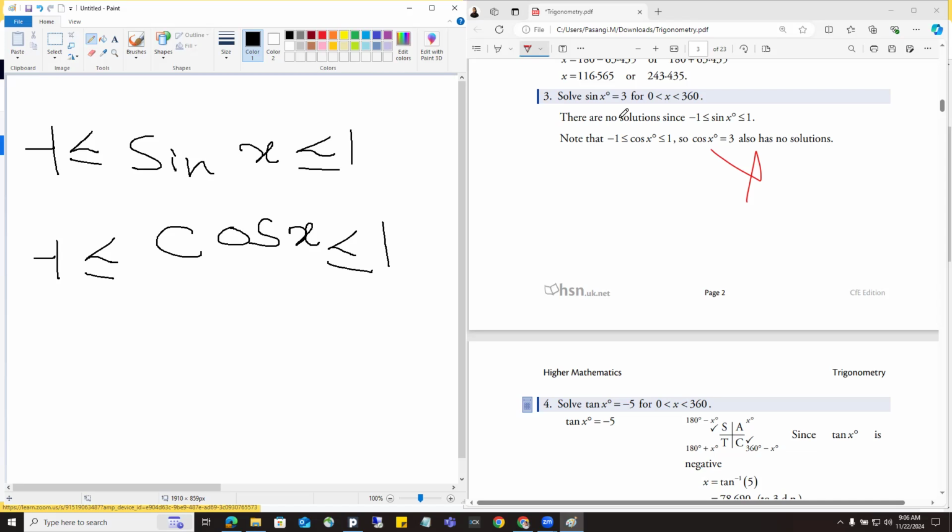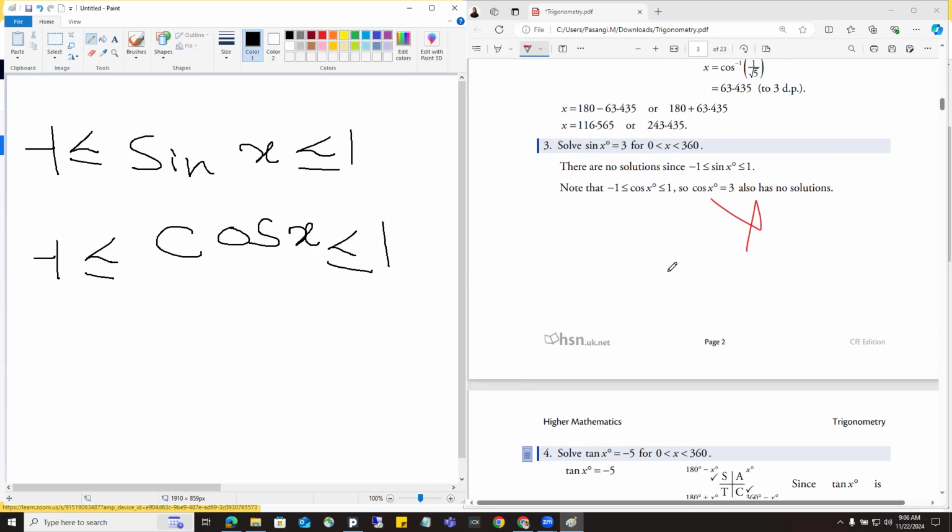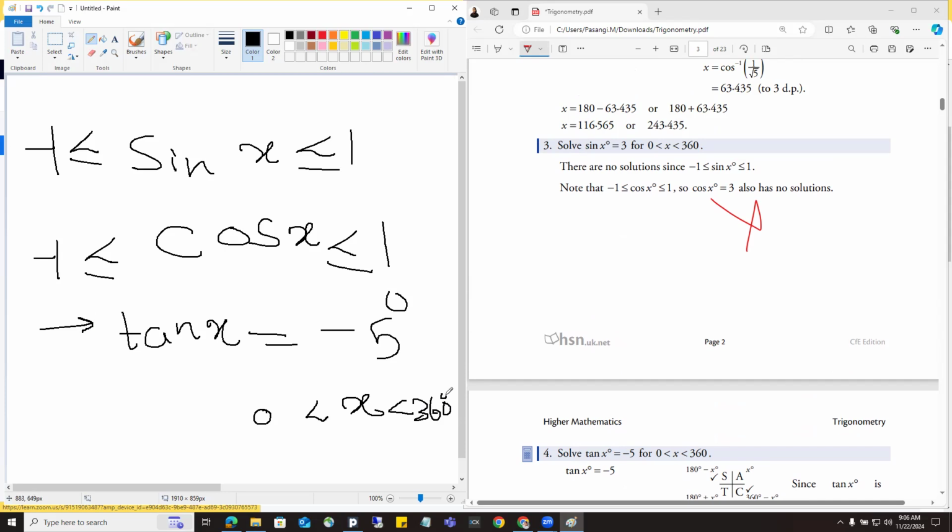So you just write this one and then try to do the fourth one. The fourth one is tan x equals -5. So tan x can be -5. Just try to solve this one. This x should be in 0 to 360. Yeah, that's how it is.